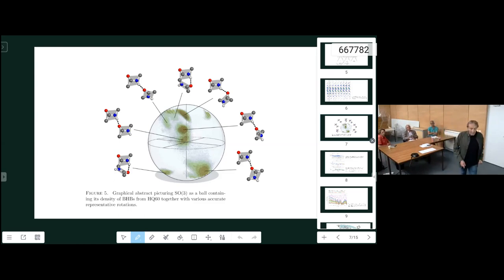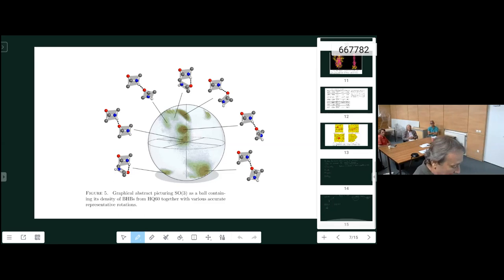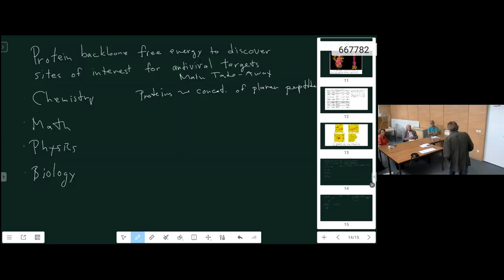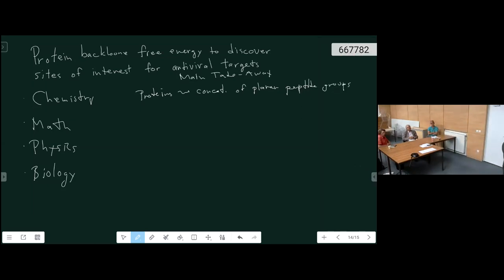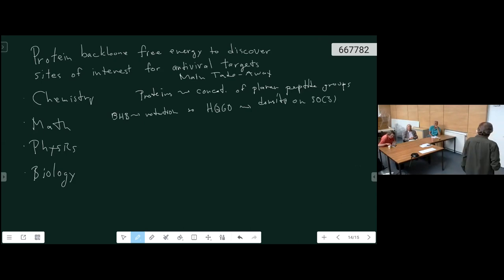Let's go back and continue with our main takeaway, which is that a backbone hydrogen bond determines a rotation, a 3D rotation. So HQ60, this subset of the PDB that is unbiased, determines the density on SO3. And it is this density we shall now proceed to study.